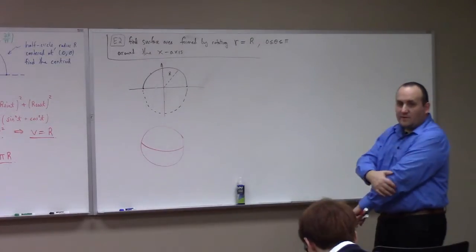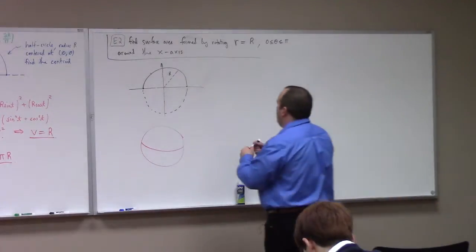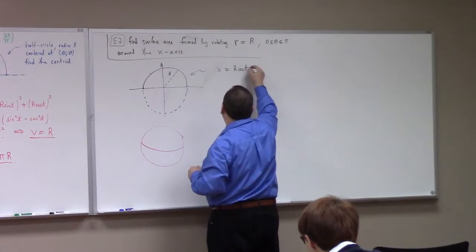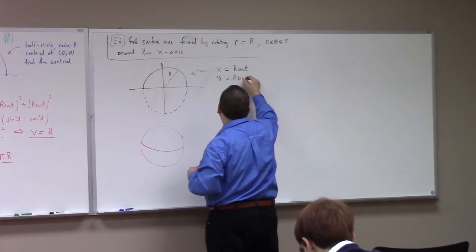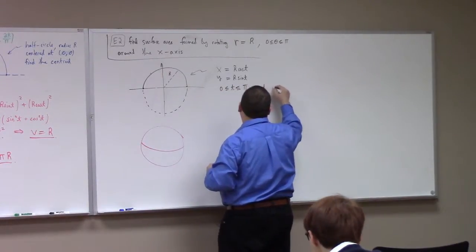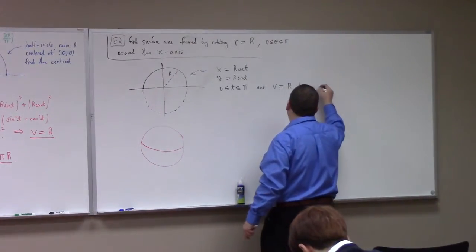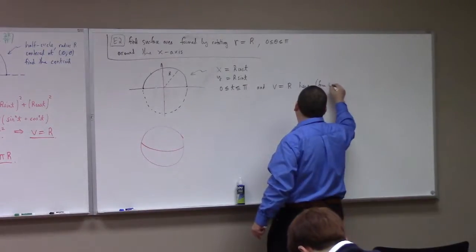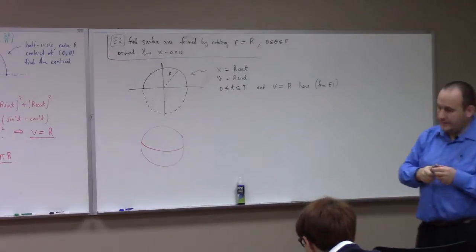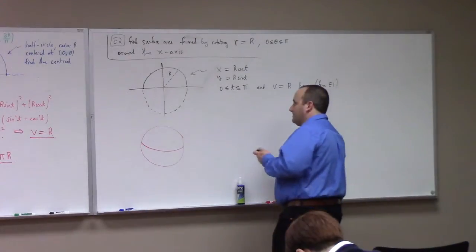Anyway, so this is a sphere. So let's calculate. We already know the parameterization, right? So we have x equals r cosine t, y equals r sine t, 0 less than or equal to t less than or equal to pi, and we just calculated a second ago that v is equal to r, from example 1. So we don't need to reinvent the wheel. We can just keep spinning it. And so now I just got to do that integral, right? So what's the surface area?